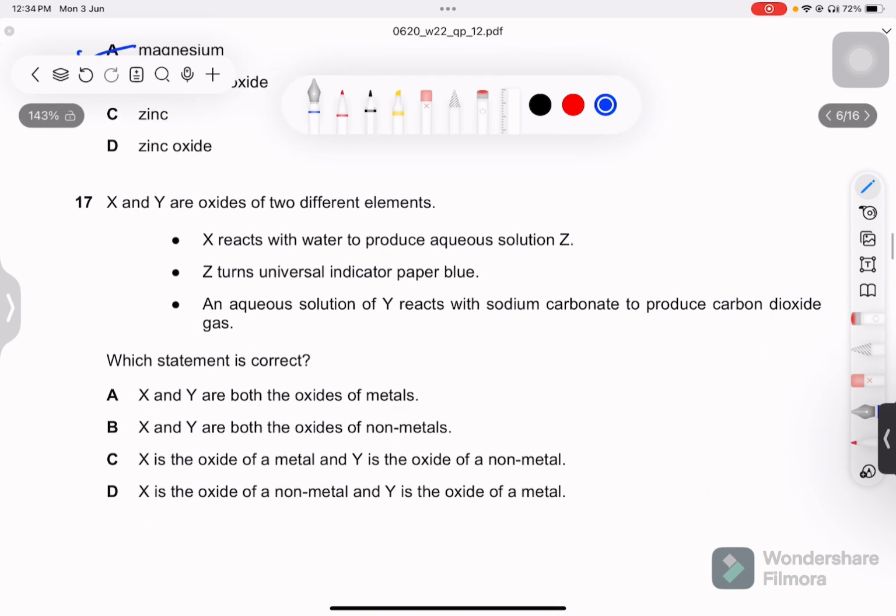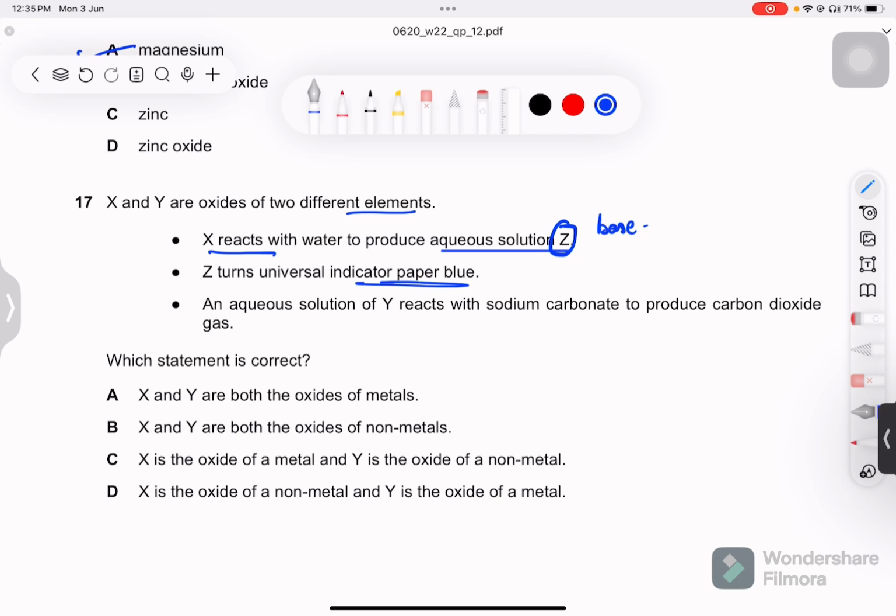X and Y are oxides of two different elements. X reacts with water to produce aqueous solution Z. This indicates that it is a soluble hydroxide. Z turns universal indicator paper blue. When the universal indicator turns blue, it means that the substance is basic. So it is blue in bases, which means that Z is a base.